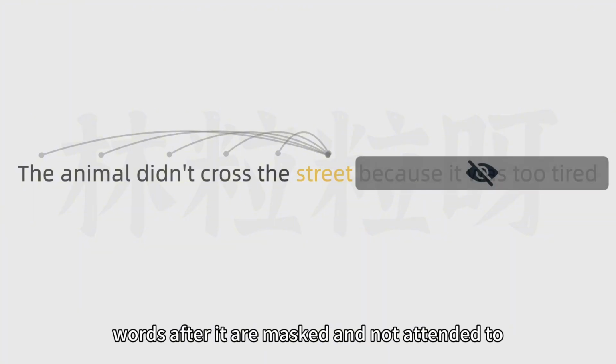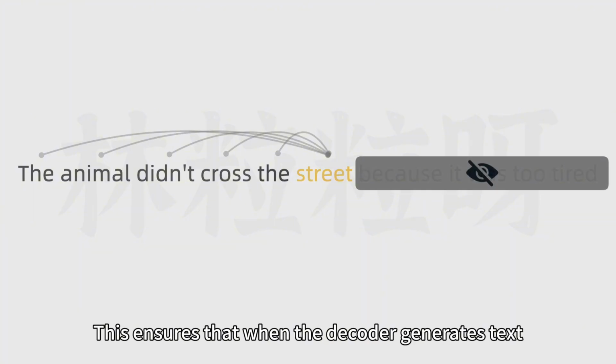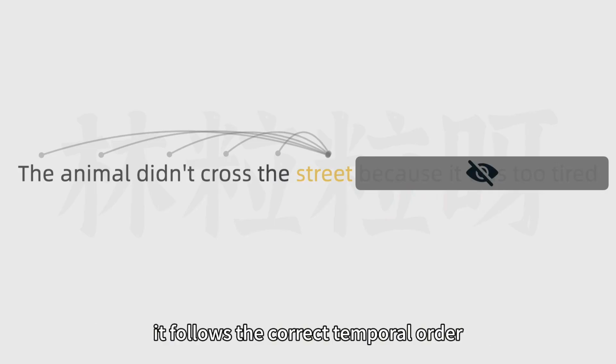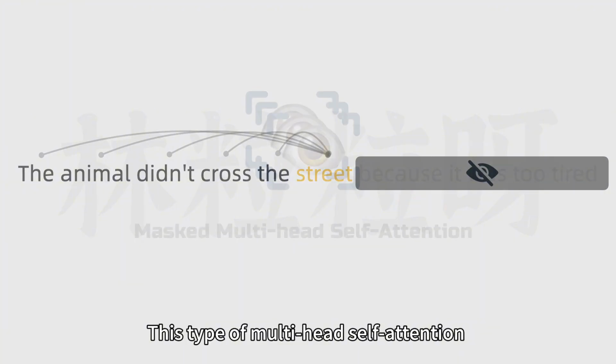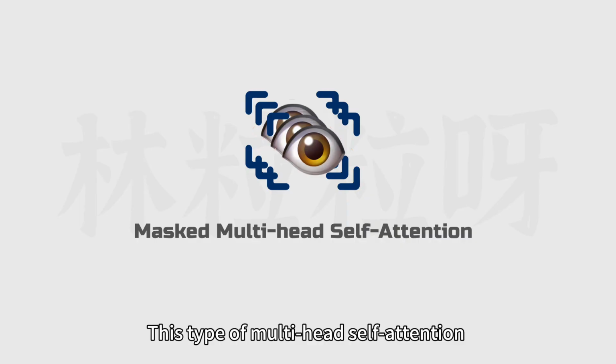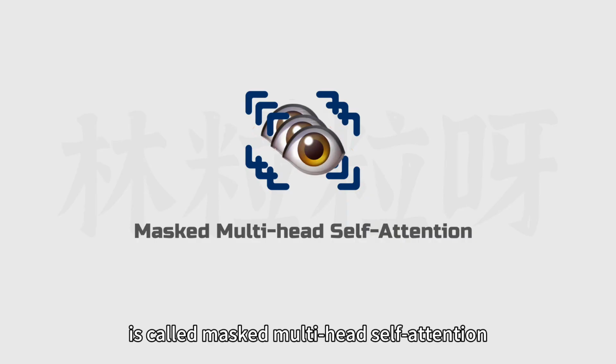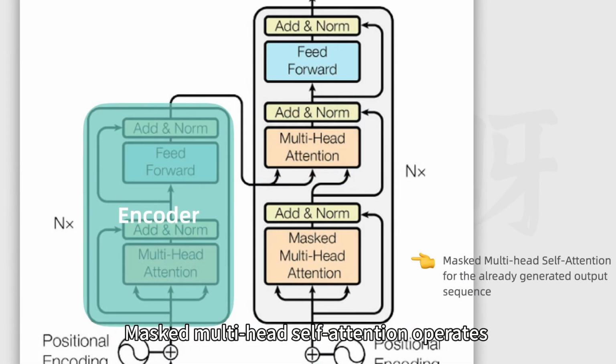Words after it are masked and not attended to. This ensures that when the decoder generates text, it follows the correct temporal order. It cannot peek at future words. When predicting the next word, it only uses preceding words as context. This type of multi-head self-attention is called masked multi-head self-attention. Masked multi-head self-attention operates on the already generated output sequence.